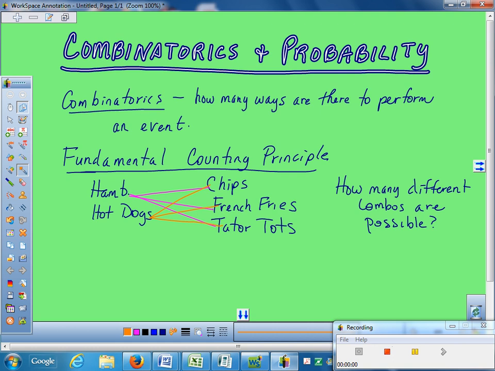But you all, being the wizard mathematicians that you are, already went, there were 2 choices of a main entree and 3 side choices. And what did you do to get this answer? You multiplied. The fundamental counting principle says that to find out the number of ways to do something, you multiply how many of each type of thing there are together. So we multiplied and we got 6.